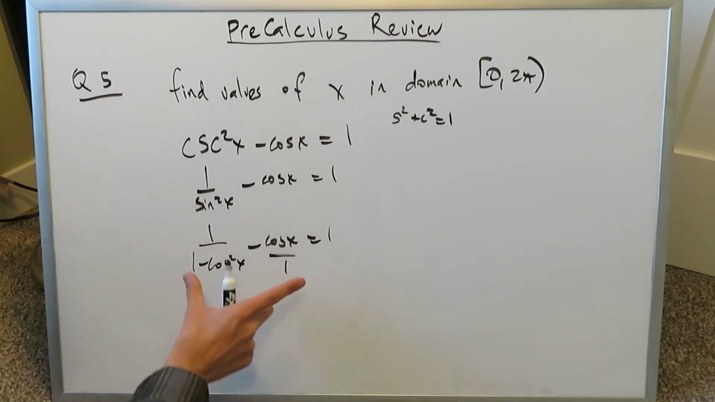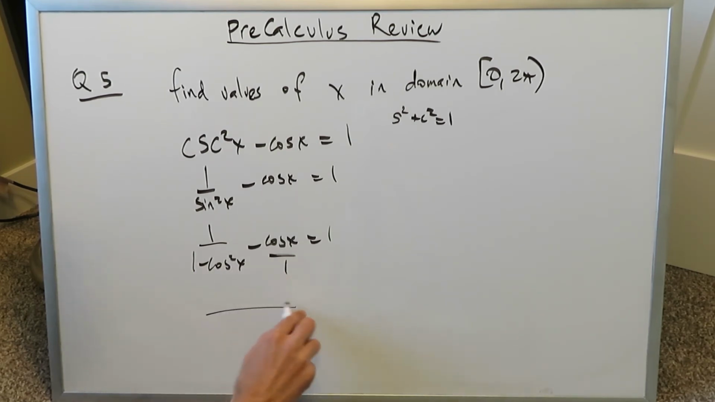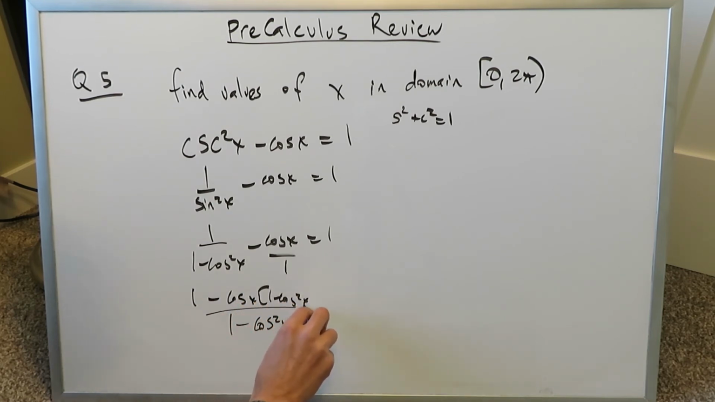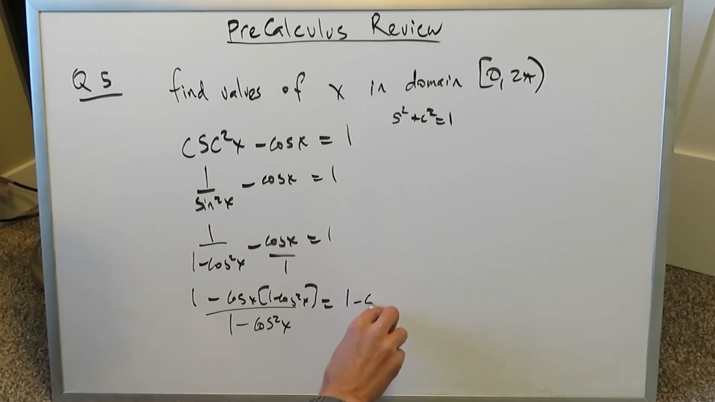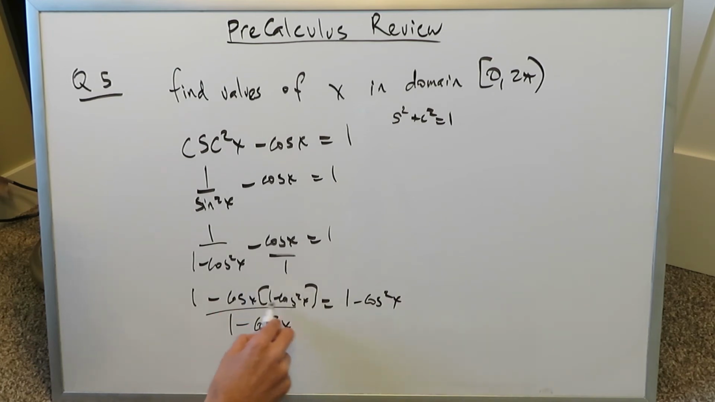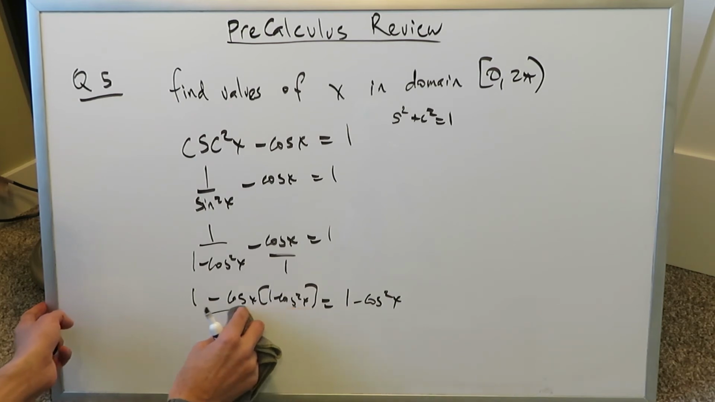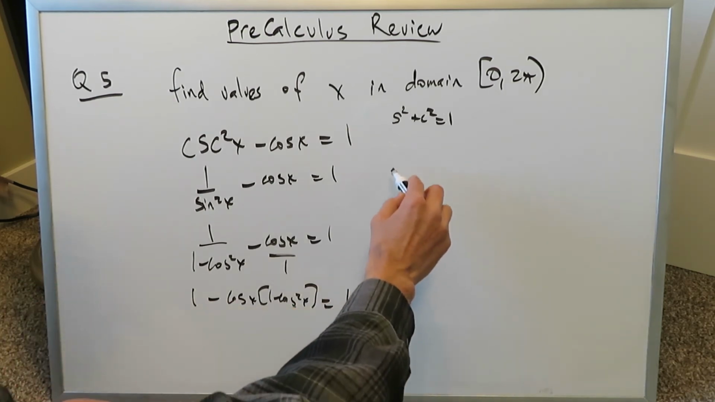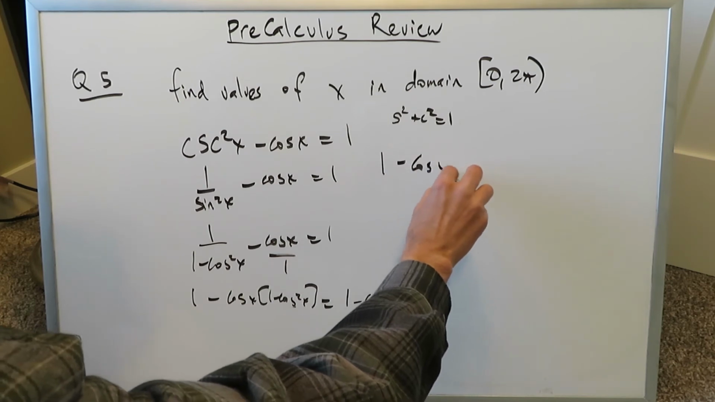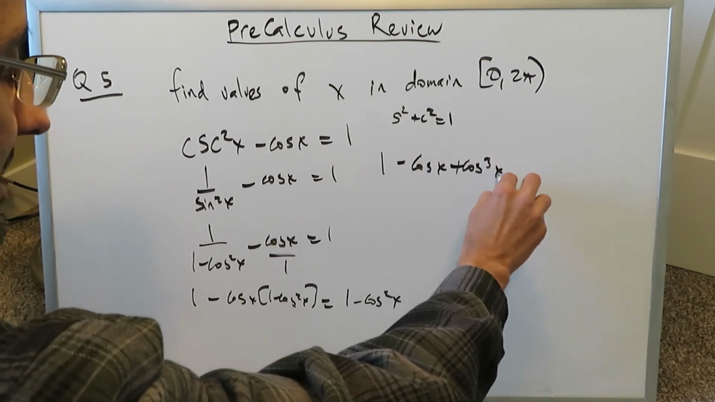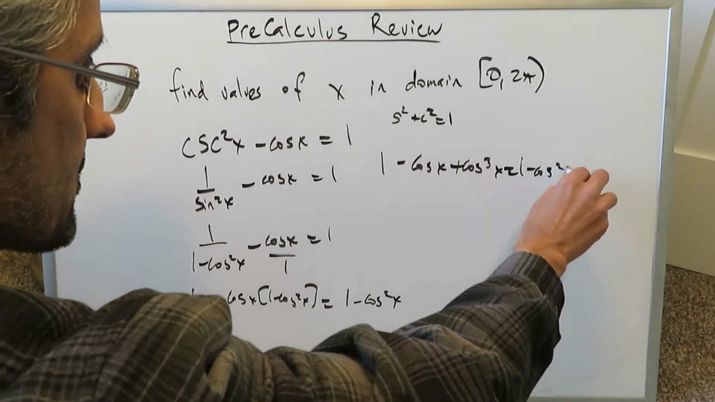Just do a common denominator and work only on this side. You have a common denominator here of 1 minus cosine square x. What are you going to end up getting over here? You'll get 1 minus cosine x times 1 minus cosine square x is equal to 1. But you can cross multiply this and make it equal to 1 minus cosine square x. This entire expression has cross multiplied with the 1 on the other side, so we can just eliminate this denominator. Open everything up. You'll get 1 minus cosine x plus cosine cube x is equal to 1 minus cosine square x.